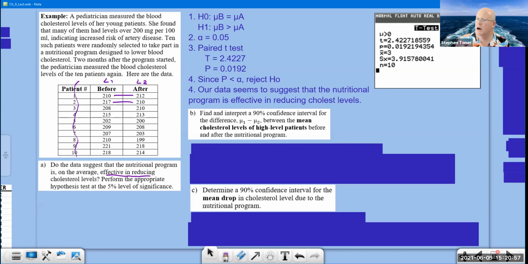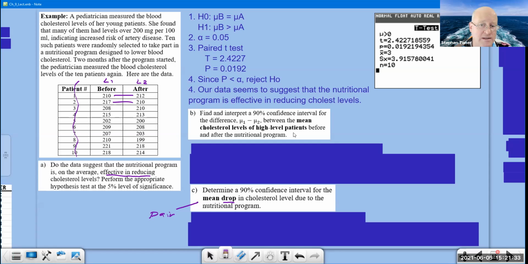Now, I threw another whammy at you, and when you look at parts B and C, both are asking you to deal with confidence intervals. The first one is for the difference between the mean cholesterol levels of the patients before and after the program. And the other one talks about the mean drop.